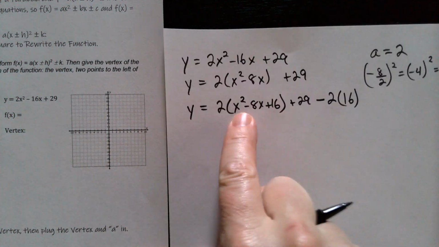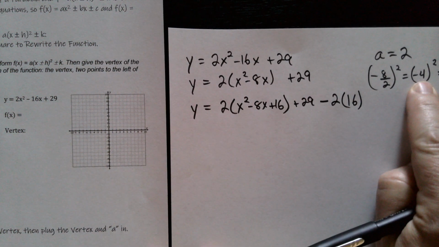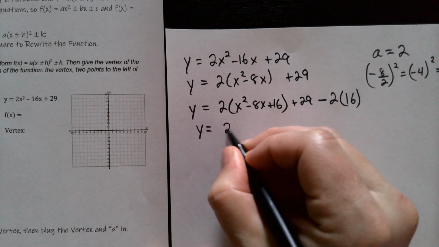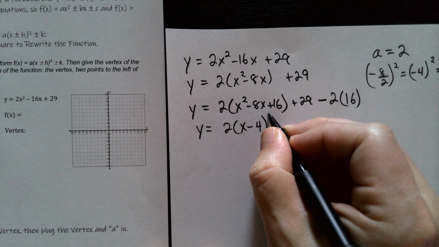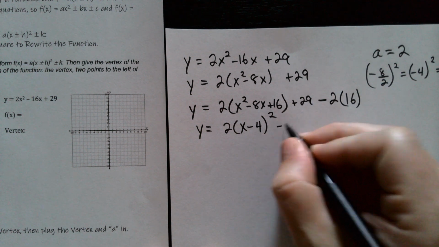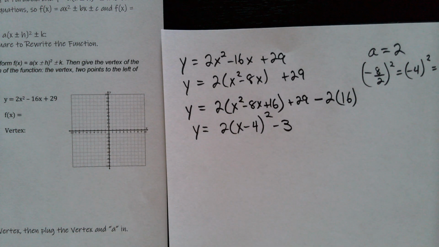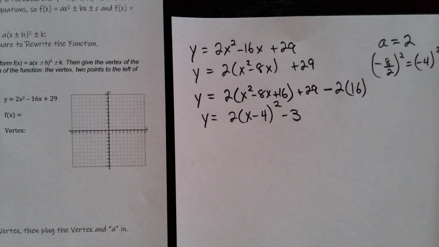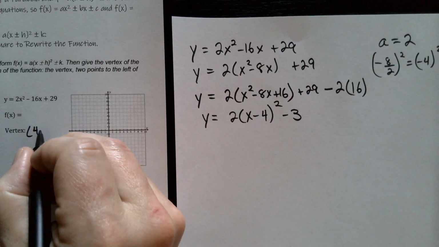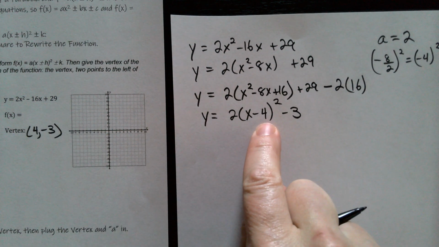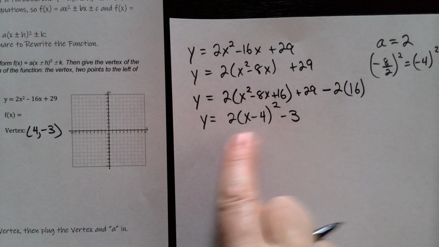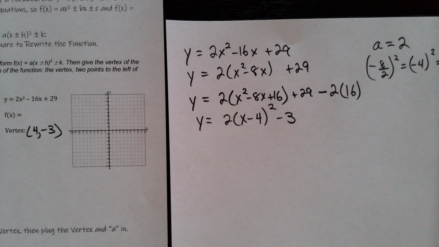All right, and this will factor into x minus 4. It's always going to be this number. So this will factor into 2 times x minus 4 squared. Let's see, this is negative 32. That's 29, so negative 3. Okay, so your vertex of this problem is 4 comma negative 3. Remember, it's the opposite of the first sign, same as the second sign. This is in vertex form. Okay, so that's what that looks like.